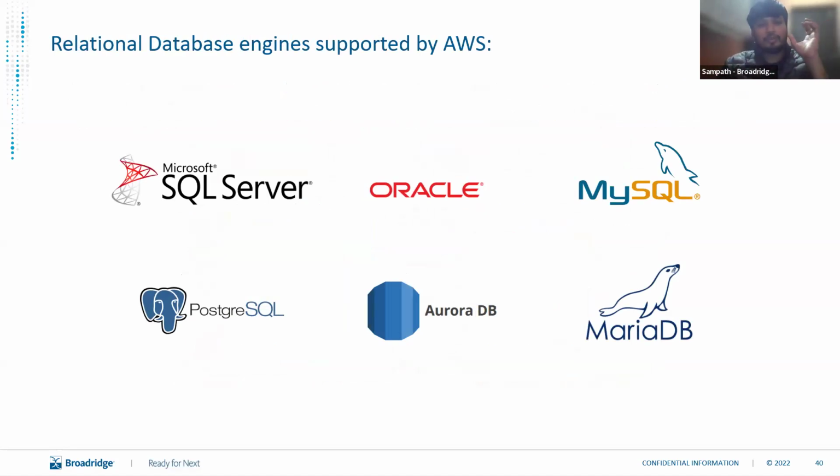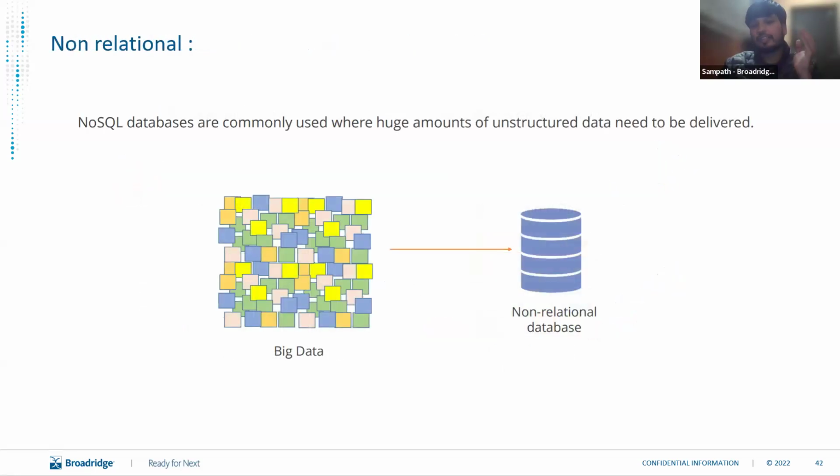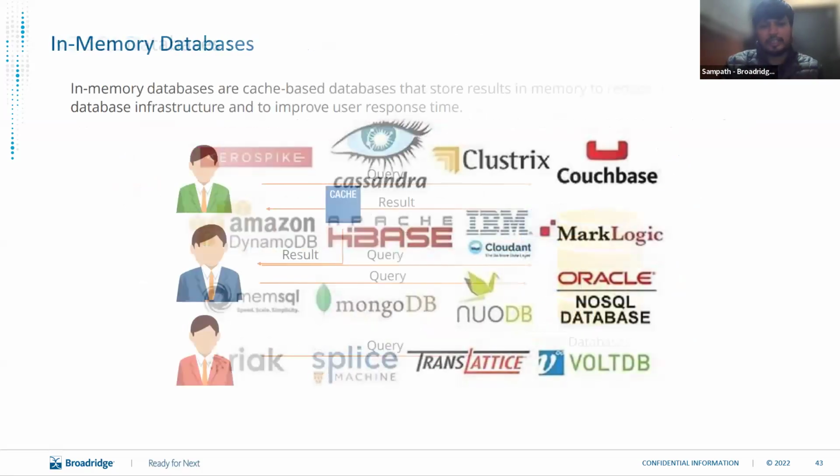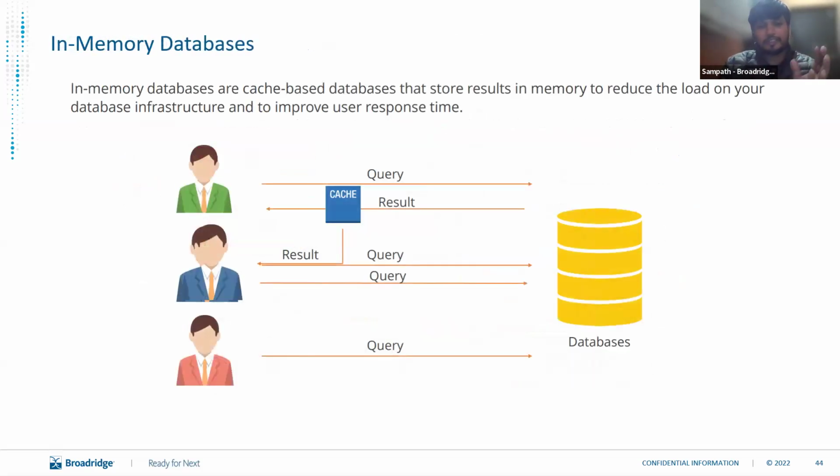Relational means it has a standard schema and all, whereas non-relational doesn't have any schema. It is used for storing huge amounts of unstructured data. Okay, and these are the examples of non-relational. And we have in-memory databases. In-memory databases, as the name suggests, the results are stored in the cache so that it can serve the request from the cache itself.